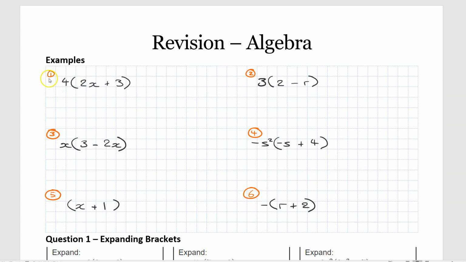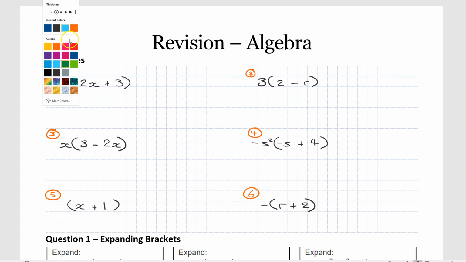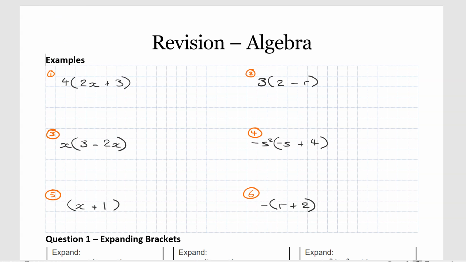Now, question one, this guy here, we've got a 4, and then in brackets, we've got 2x plus 3. What this means is that there's an implied times between the 4 and the brackets. Now, to expand this out, what we do is we get the 4 and we multiply 4 with everything we see inside the brackets like so.